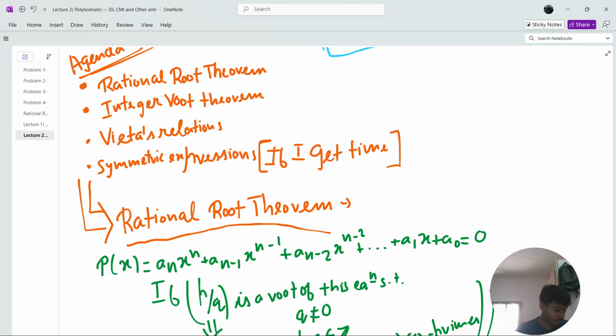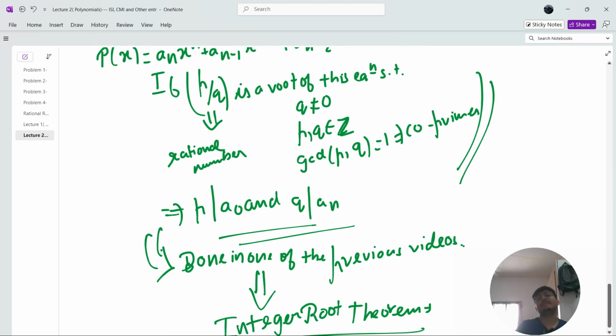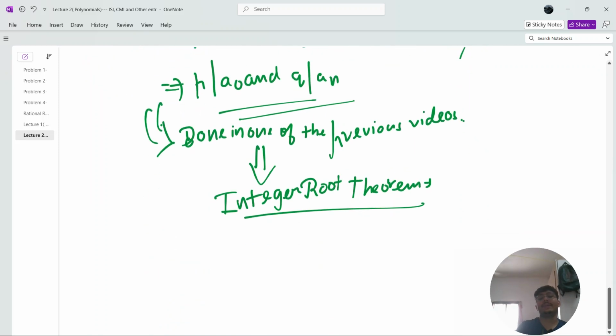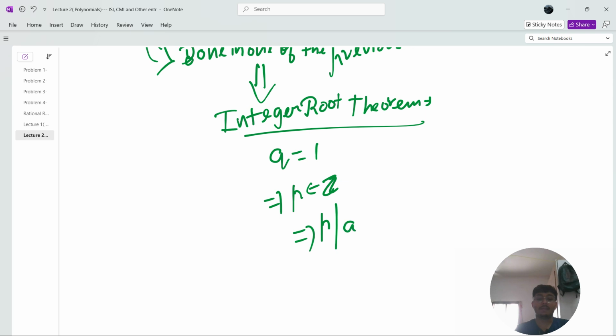Yeah, for my integer root theorem, only one change. My q is 1, so basically my p remains an integer and thus p divides a naught. That is all shown in my previous video. I will write it. If q is equal to 1, then p is an element of the integers, so then my p divides a naught.